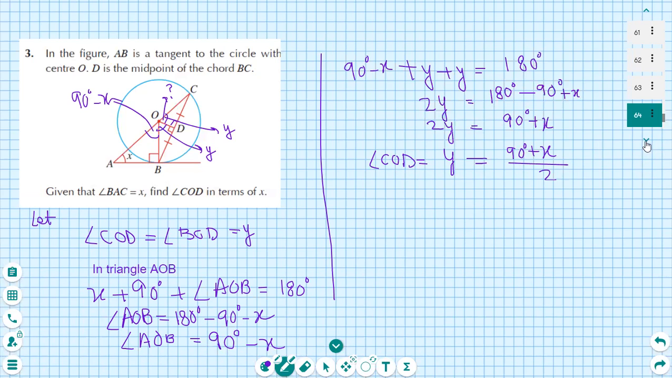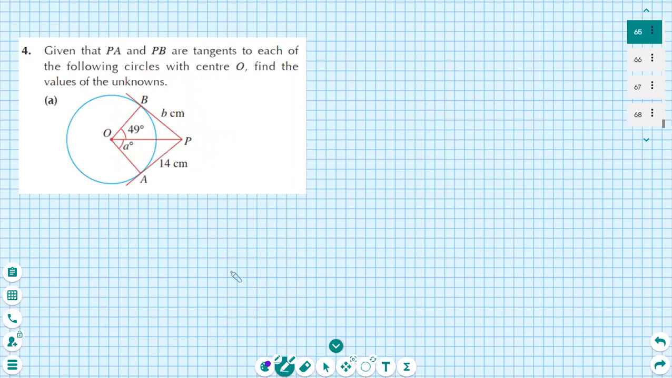So we try another question. Question number 4. Given that PA and PB are tangents to the following circle with center O, find the values of the unknowns. So unknowns are A and B. We have studied in the second property that two tangents are drawn from an external point P. The first one is PB, and the second one is PA.